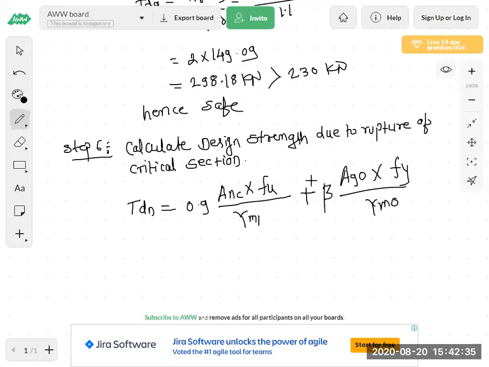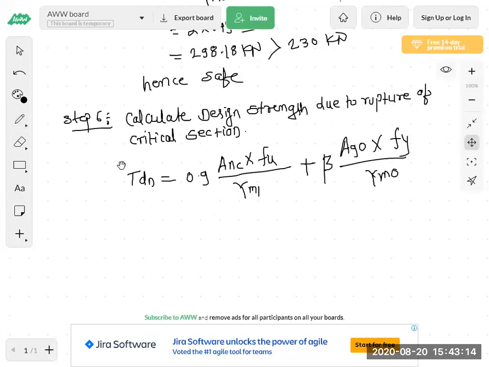Why are we using the beta formula? Because in a welded connection we always have to use the beta formula, because the alpha formula is only for bolted connections. The beta formula is always for welded connections. In load carrying capacity type 1 and type 2, in both types we have to use the beta formula for a welded connection. Before calculation, we have to calculate Anc, Ago and beta. These three unknowns we have to calculate.